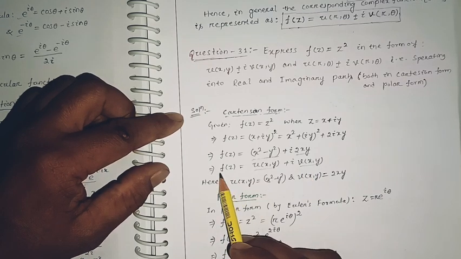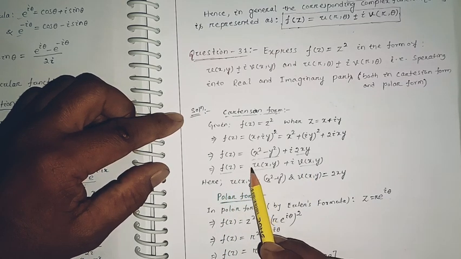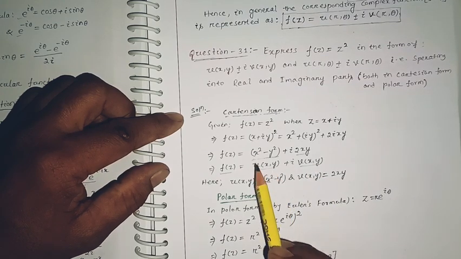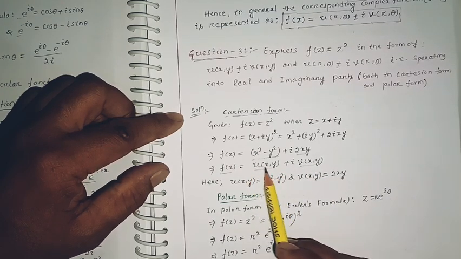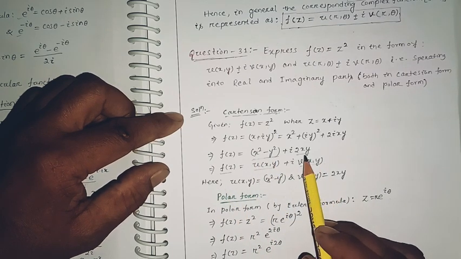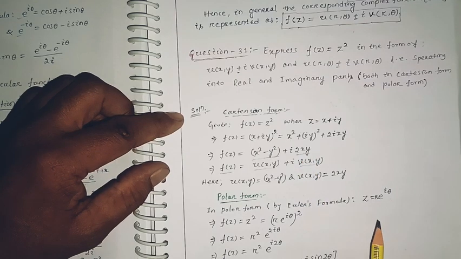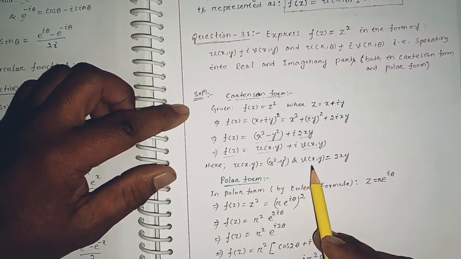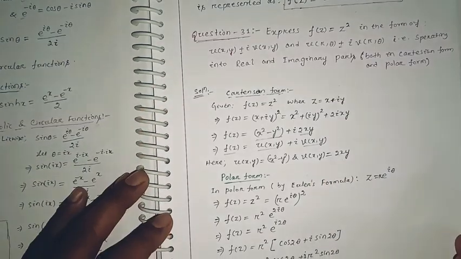That means for this function f(z), the real part is this one and the imaginary part is this one. The real part u(x,y) will be x² − y². The imaginary part v(x,y) will be equal to 2xy. Okay, same thing has been written: u(x,y) = x² − y² and v(x,y) = 2xy.